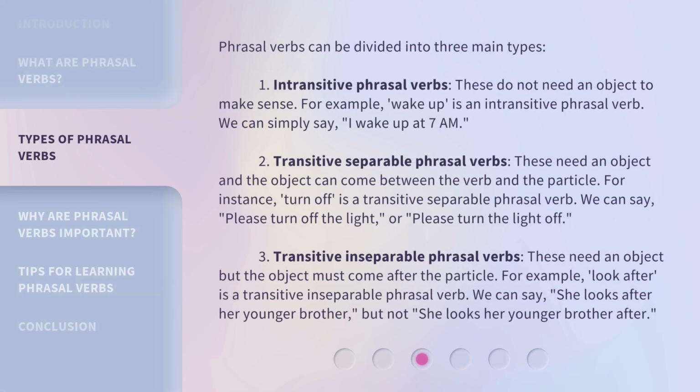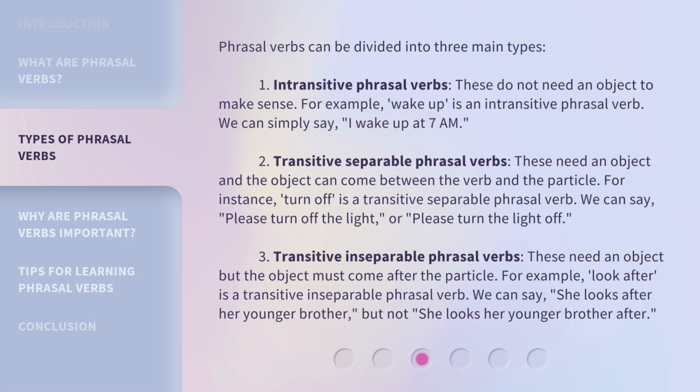Phrasal verbs can be divided into three main types. 1. Intransitive phrasal verbs. These do not need an object to make sense. For example, "wake up" is an intransitive phrasal verb. We can simply say, "I wake up at 7 a.m."